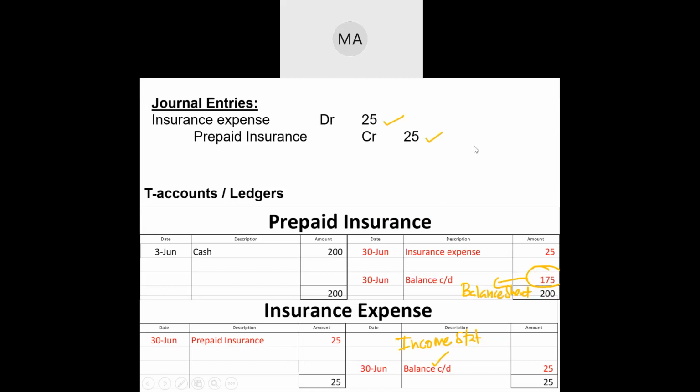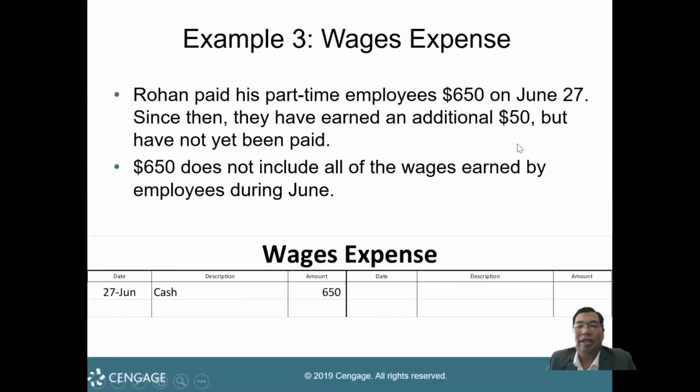The next one, wages expense. Rohan paid his part-time employees 650 on June 27. He paid by cash 650. They have earned an additional $50 but have not yet been paid. We don't pay the $50. Maybe from the 28th or 29th they work for another 2 days and they are entitled to another $50, but you don't make the payment. Maybe you pay every Friday.